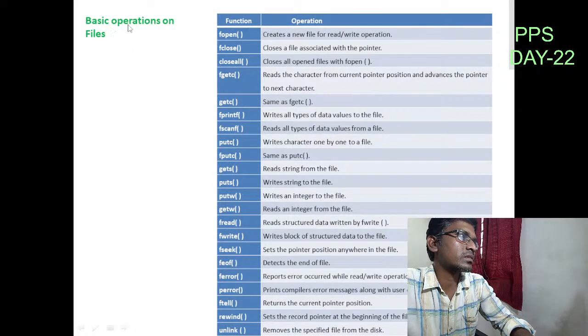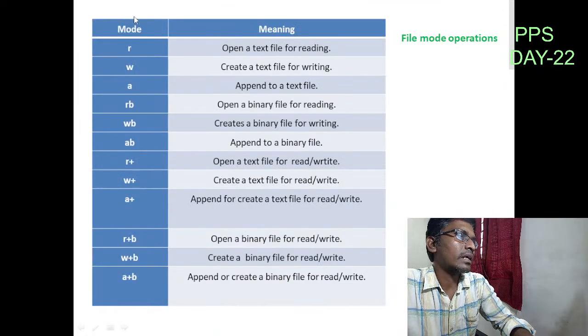We also discussed in day 21 the basic operations on files. These are the different functions that can be used on your files: fopen, fclose, fgetc, fprintf, fscanf, fputc, fwrite, fseek, feof, ferror, and ftell. These are followed by file mode operations, the different types of file modes.